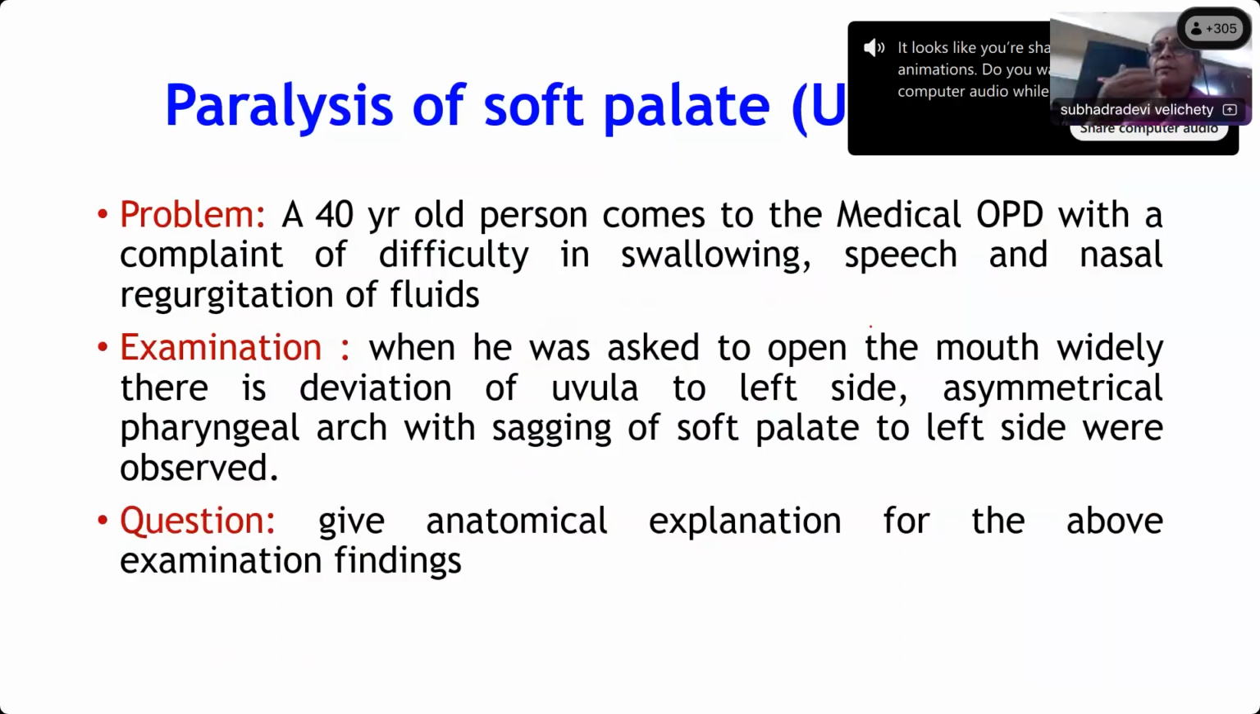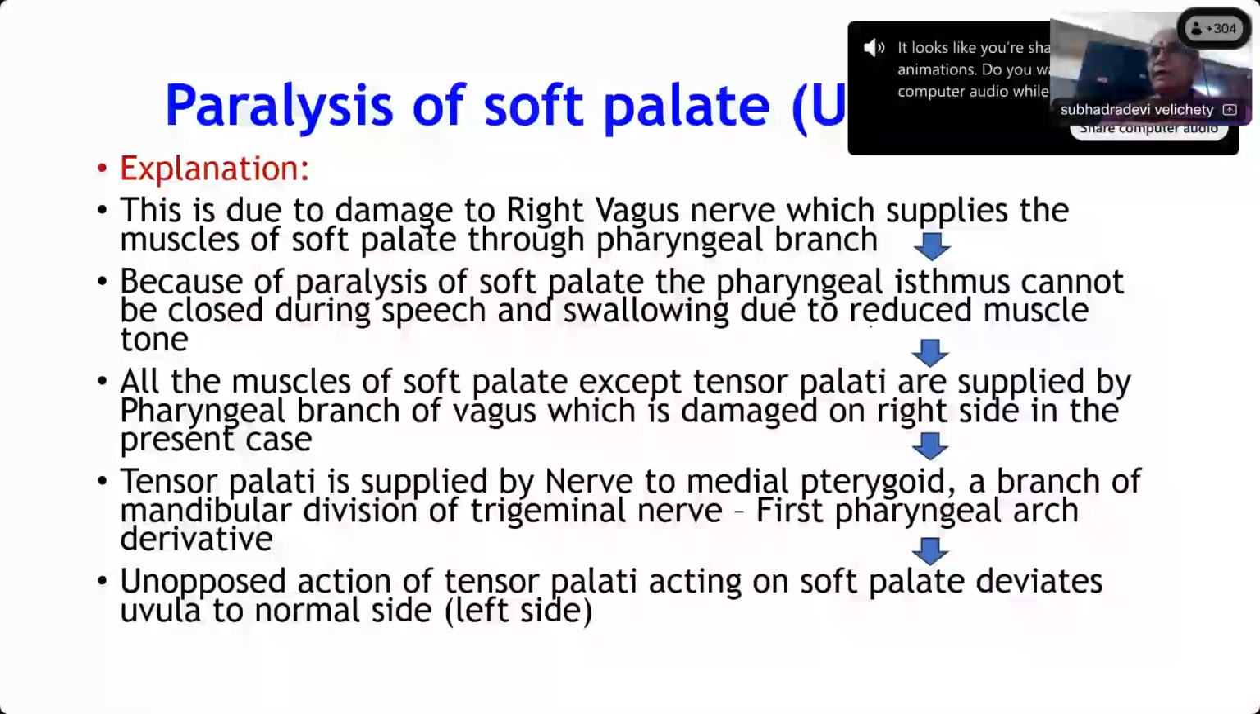What anatomy? Uvula, when they are talking, means you should think of soft palate. Then what is the anatomical basis for which you have to give the explanation? So what nerve is affected? Right vagus nerve is affected. What are the muscles supplied by it? So through what branch? And when paralysis is there, what will happen to the isthmus?